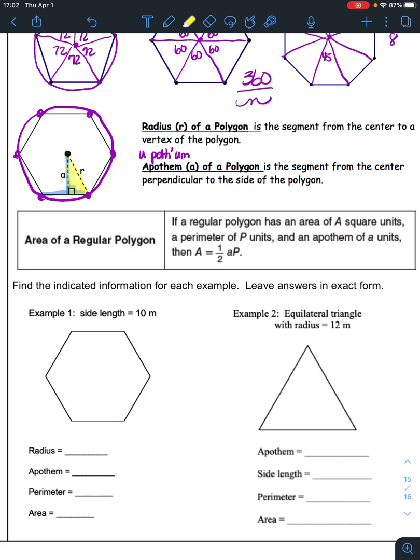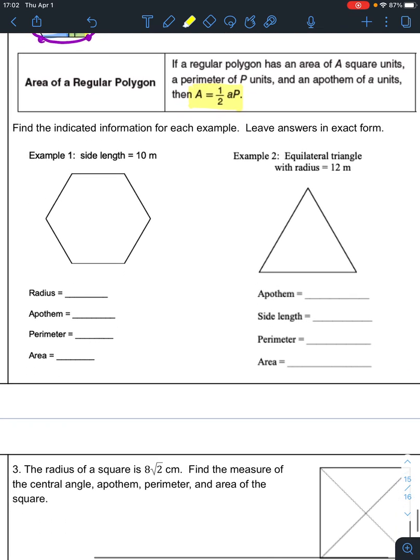So the formula that we use to find the area of a regular polygon is that the area is equal to 1/2 of the apothem times the perimeter of the shape. Lowercase a stands for apothem, which is that little segment that goes from the center to the side, times the perimeter, which is all the sides added together of whatever shape it is. So we want to leave our answers in exact form, so let's look at this.